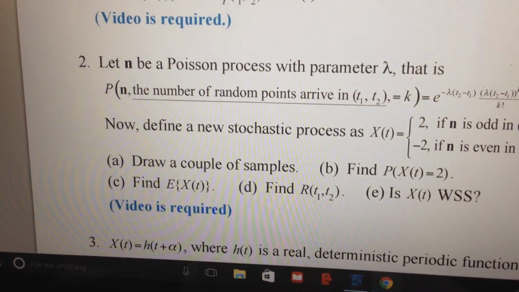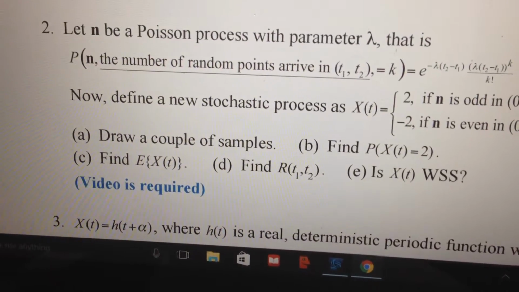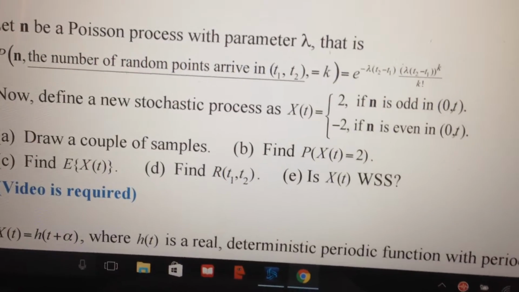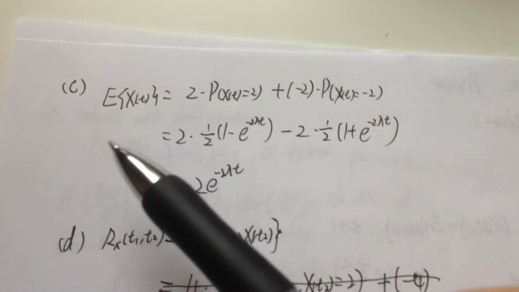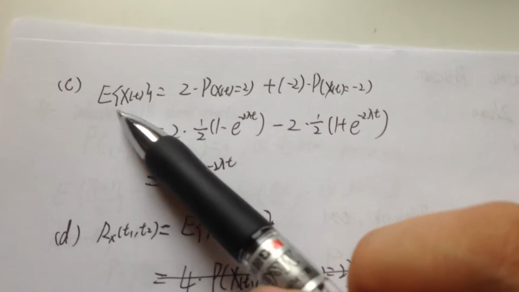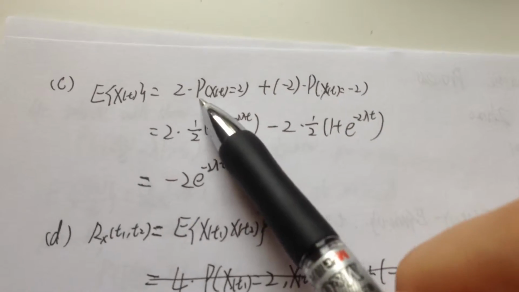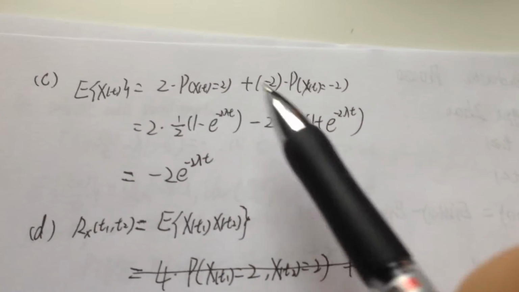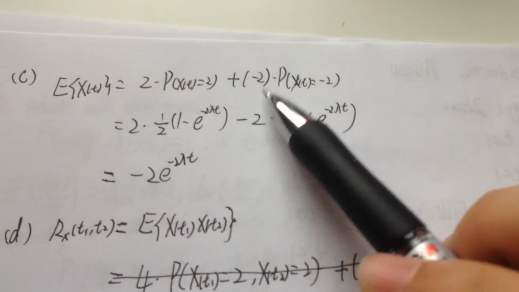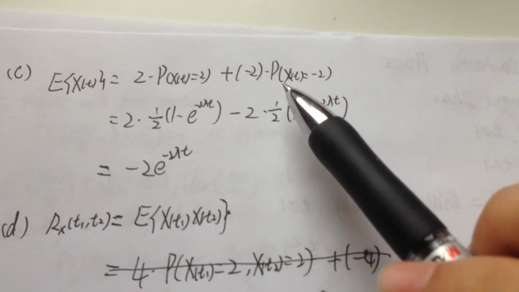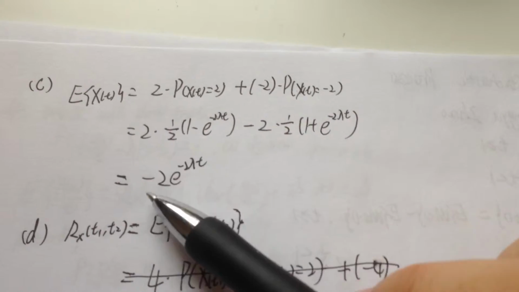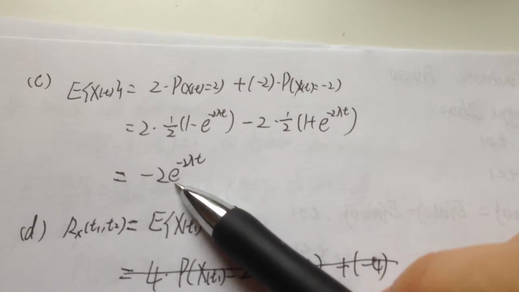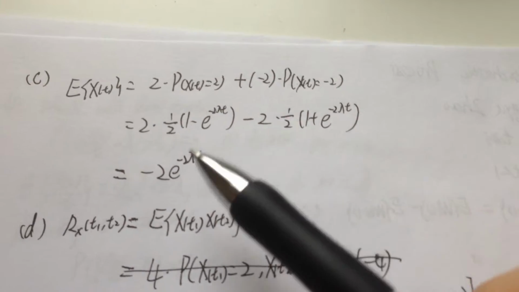The third question is, let's find the expected value of X(t), and the fourth is, let's find the autocorrelation of t1 and t2. According to the definition, we can easily get the answer. The expected value of X(t) equals 2 times the probability of X(t) equals 2 plus minus 2 times the probability of X(t) equals minus 2, and we get the answer: minus 2 times e to the minus 2 lambda t.